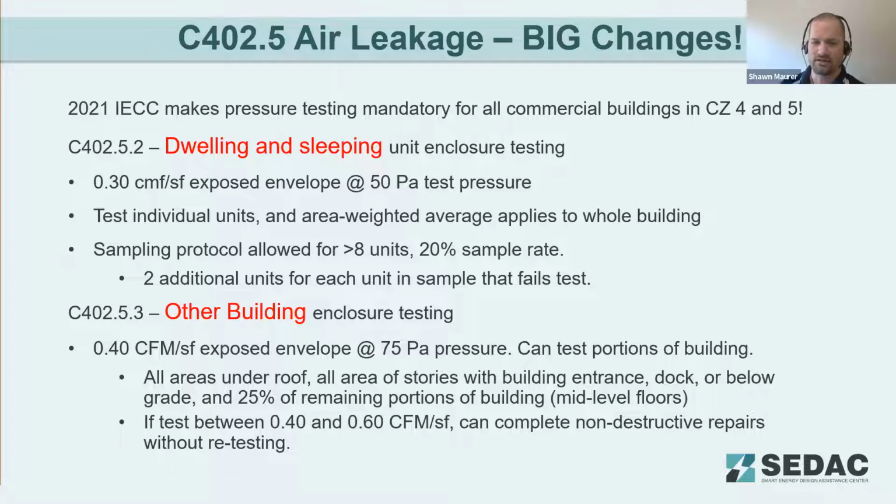There is also an exception in here. If you don't meet that 0.4 CFM per square foot leakage rate, but you're less than 0.6 CFM per square foot, you can do non-destructive repairs and not retest the envelope. So there is a little bit of leeway built in here if you don't exactly meet the testing requirements. The idea being that if you do some of these non-destructive repairs and this testing has been done early enough in the construction process, that these corrections will get you down close to that 0.4 CFM per square foot target.